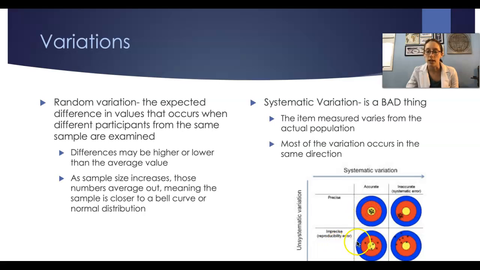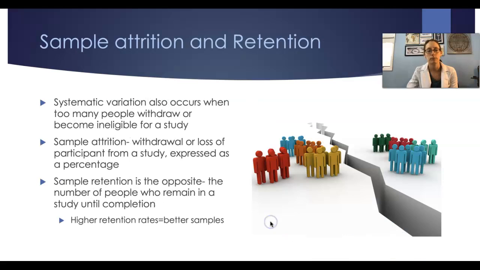And if it's imprecise, that means we're kind of all over the place. We're not really catching what we need. And then inaccurate means we're missing the mark 100% of the time. There's no variability there. That's a good thing.